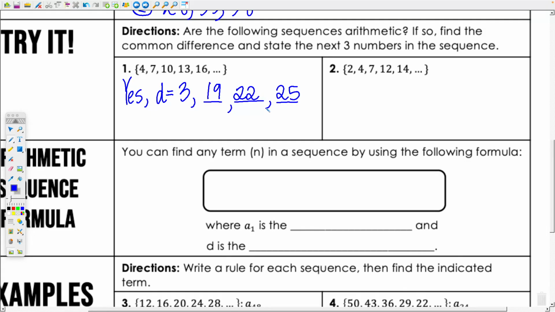All right. What about number 2? No. Why did you say no? Because all of them don't match up. What do you mean when you say all of them don't match up? You're not adding or subtracting by the same number.